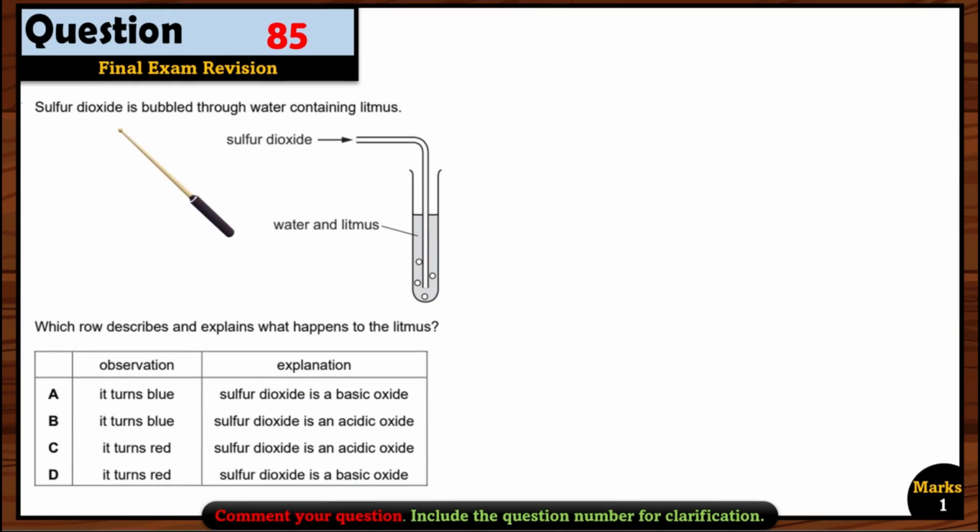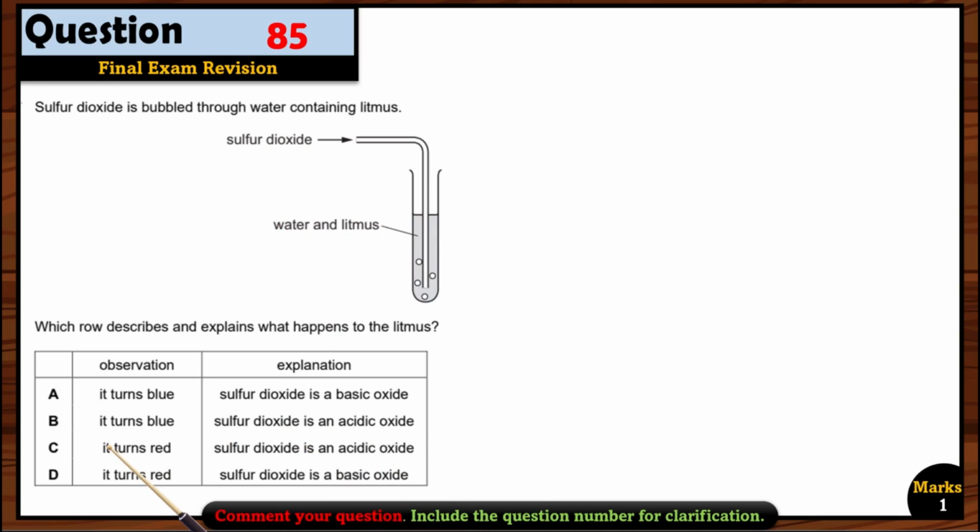Okay, let's see question 85. Sulfur dioxide is bubbled through water containing litmus. Which option describes and explains what happens to the litmus? The litmus changes to red. Why does it change to red? Because sulfur dioxide is acidic in nature. It's an acidic oxide made up of non-metals. Non-metal oxides are always acidic in nature. And that's why it will turn red.